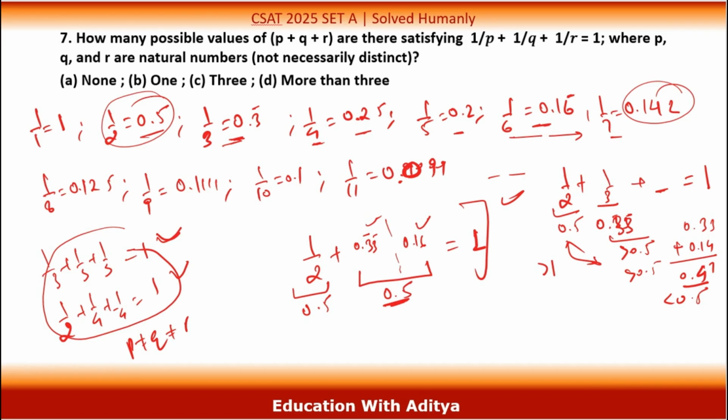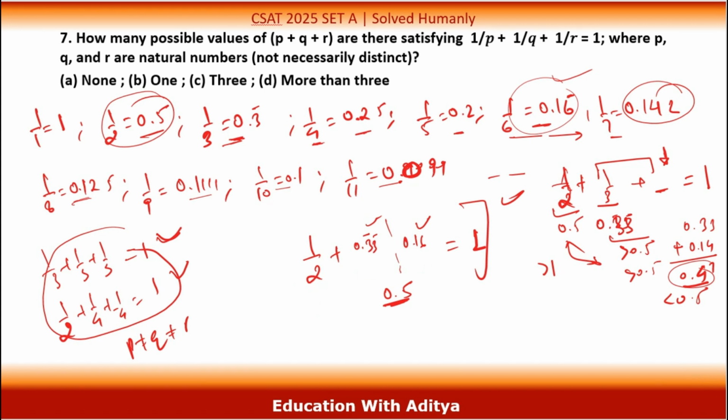If I go beyond 1 by 7, then the sum of these two numbers will keep dropping, it will keep decreasing because these numbers are smaller and smaller. So I can be sure if the first number is 1 by 2 and the second number is 1 by 3, only one solution exists. That I have shown mathematically.